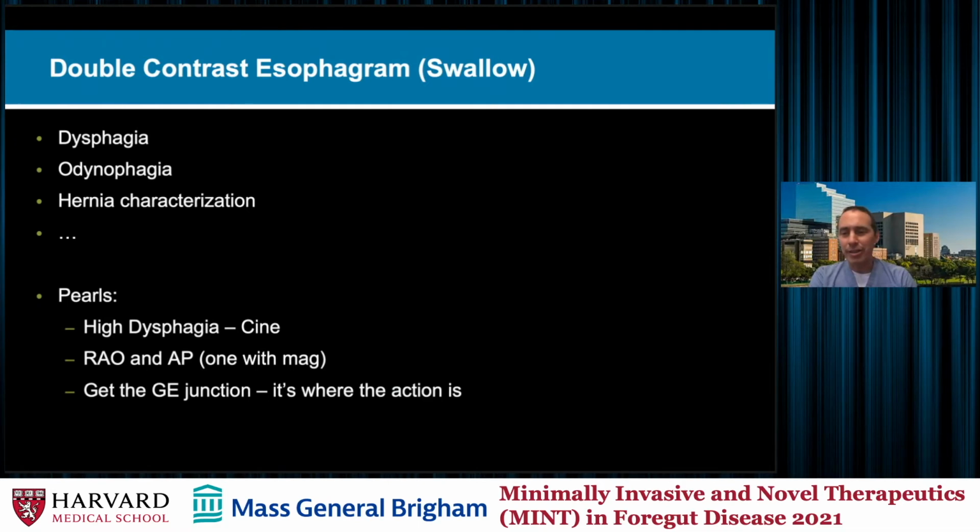And then they get the GE junction. That's where the action is. When we're imaging, we want to make sure that we're going to get the GE junction because most pathology happens there. Is the other stuff? Sure, I showed you other stuff: high strictures, mid strictures, mediastinal things. There are a lot of diseases that happen in other places. But those are the case collection things that you put in and you see very infrequently. What do you see every day? We see GE junction abnormalities, and so that's where we spend most of our time.